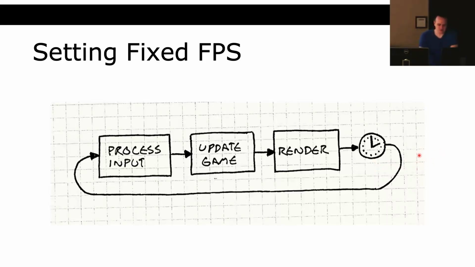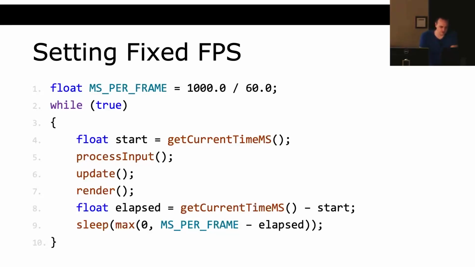Yeah. So we do have to put in this artificial delay, right? So we process the input, and this slide here comes from that game programming textbook that I was talking about. So we process the input, we update the game state, we render, and then we add some delay. Okay, let's look at that in code.